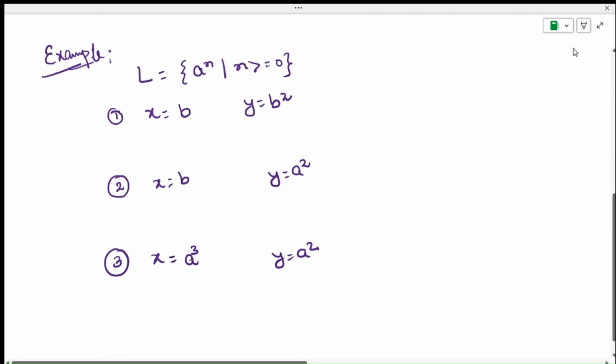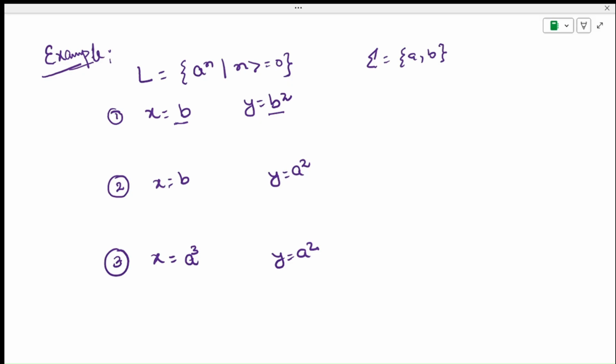Suppose I have this example: L is equal to a raised to the power n for any n greater than or equal to 0. It means we have sigma equal to {a, b}. Find x and y that belong to sigma star. Suppose x is b and the other string is b square. We have to check whether these two strings are indistinguishable with respect to L or not.